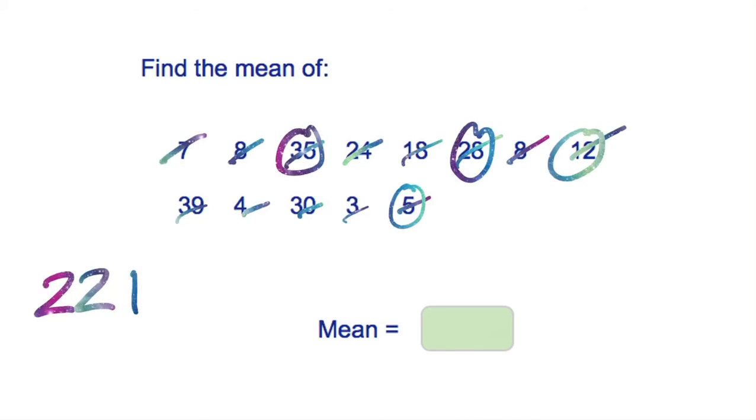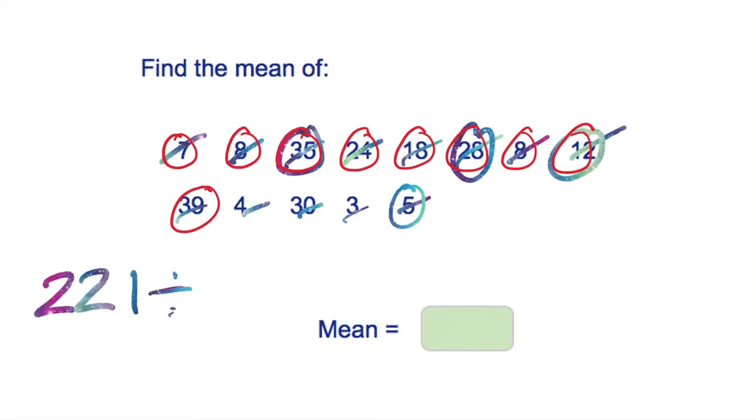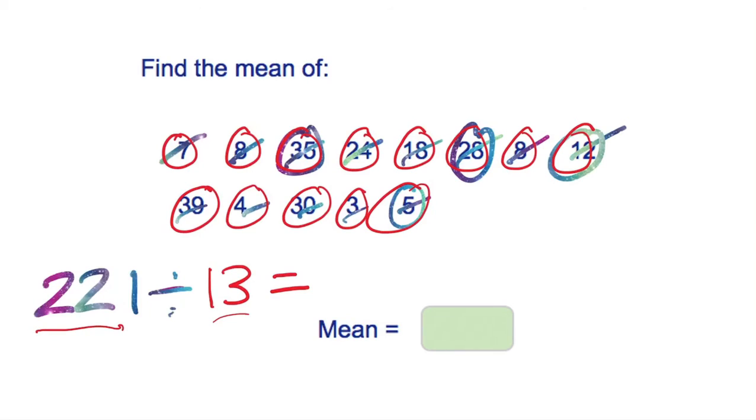Now I'm going to divide by the number of values I was given, and maybe let's change pen now. And I'm going to count the number of values carefully. 1, 2, 3, 4, 5, 6, 7, 8, 9, 10, 11, 12, 13. You can do this in any way that you want to, maybe crosses and circles or different colours. And then I have to find how many 13s are in 221.